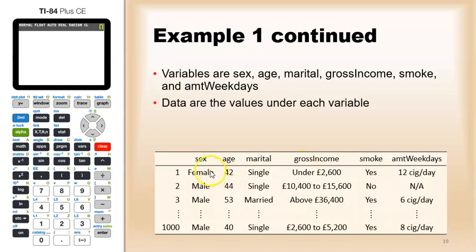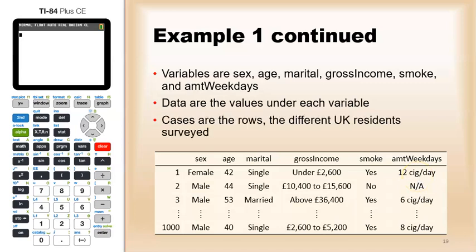The data are the values underneath each variable. So for sex, we have either female or male. Age is their age in years, 42, 43, 53, and so forth. Marital status, whether or not they're single or married. Their gross income, either like under 2,600 pounds or between 10,400 pounds to 15,600 pounds and so forth. Yes or no on whether or not they smoke. And then if they did smoke, the amount of cigarettes they smoked each day.